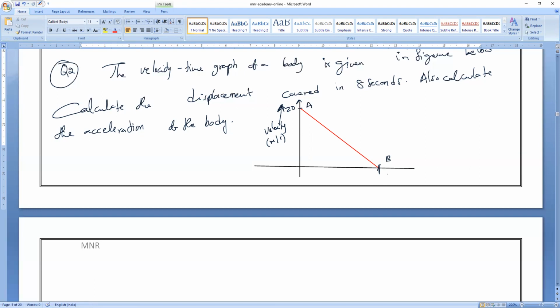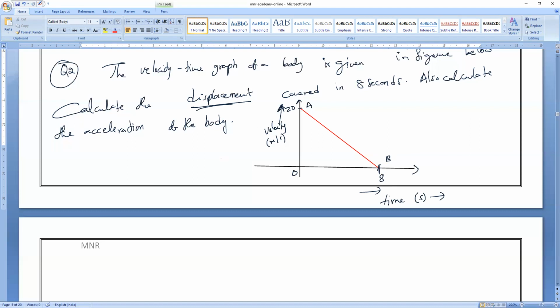Can you tell me what is the initial velocity now? Initial velocity is 20. And what is the final velocity? It came to 0. Don't take this 8 as final velocity. 8 is what? Time, sir. Time, that you have to remember. It came to the x-axis, so the final velocity is 0. Then find the distance, the displacement, as well as the acceleration.